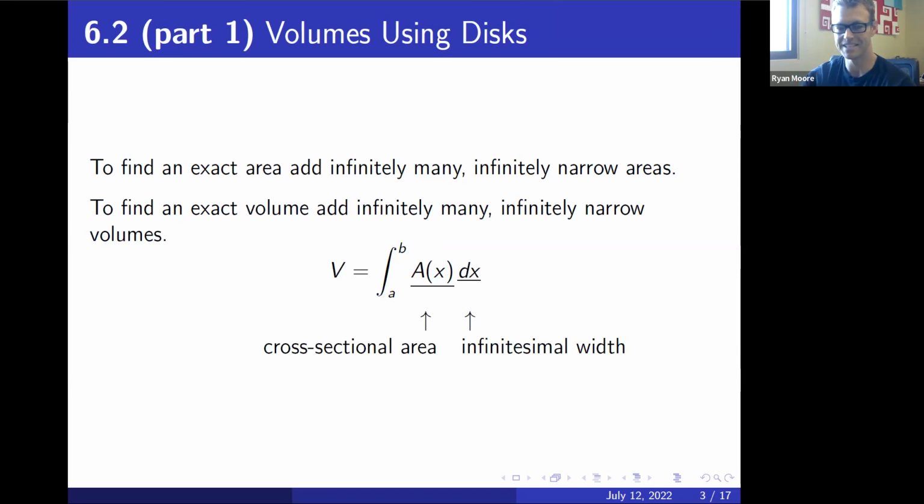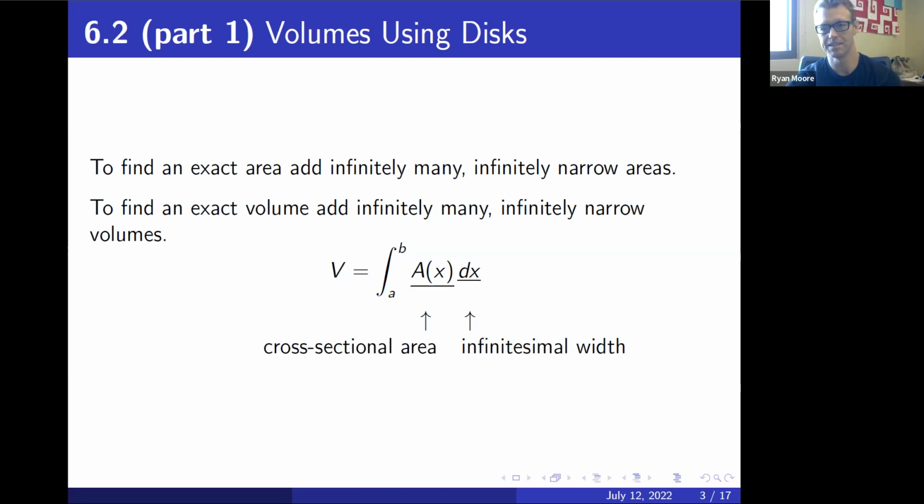Technically, A of x is a cross-sectional area. We'll see what that looks like in some drawings in a second. And the dx, again, is an infinitesimal width, a very, very tiny, infinitely small width on our area to create a tiny little volume. And the integral adds up all of the infinitely many volumes starting at a and ending at b.